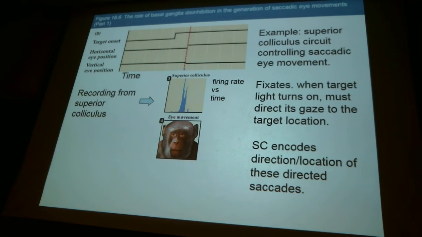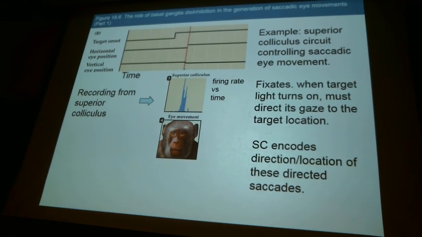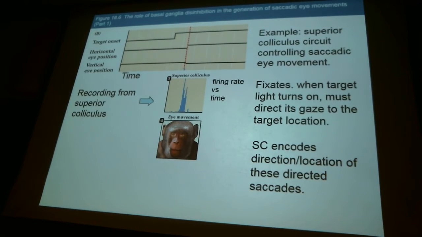So the task is this. The monkey has to sit and make a fixation. And when a little light comes on at some spatial position, it has to make an eye movement. We're tracking its eye movement. And when it makes the right eye movements, it gets a little bit of juice. So it's rewarding.